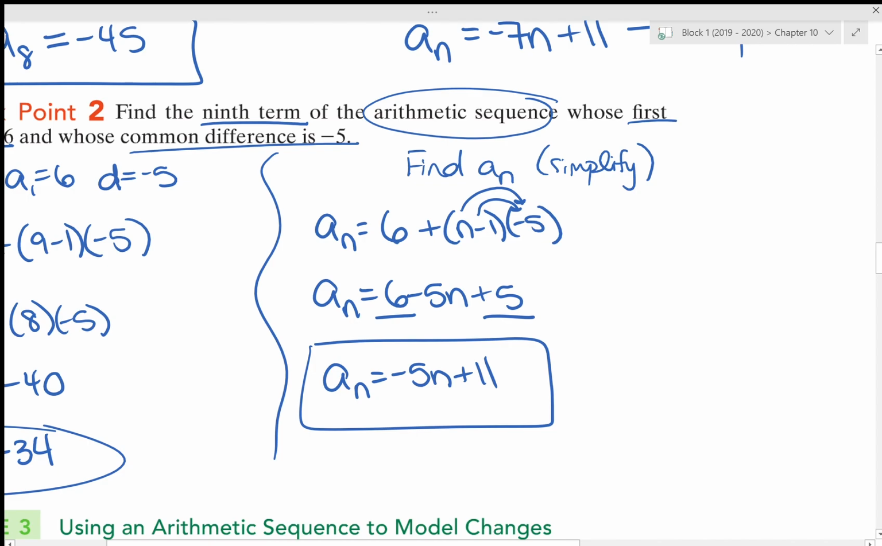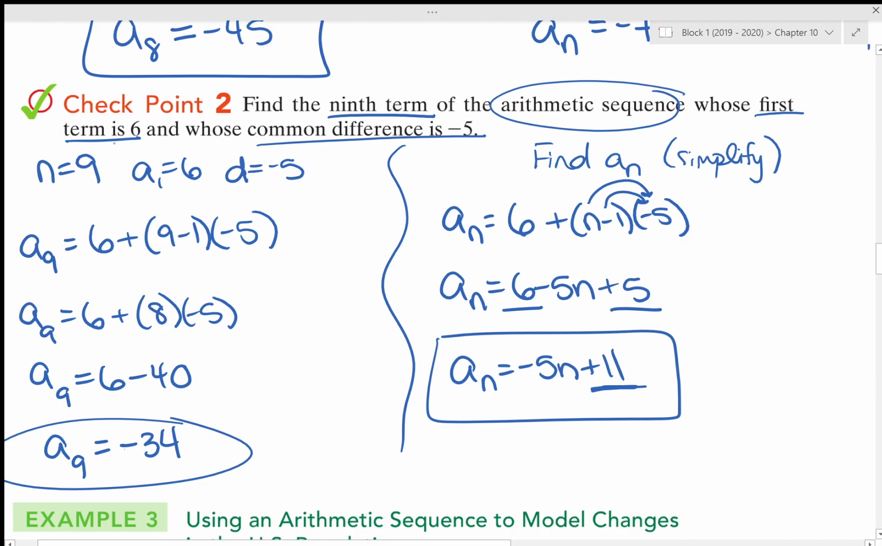Okay? Remember this term here, that 11, it's just because your first term is 6, and if the pattern is to minus 5, what would have came before 6? It would have been 11. So it's like that a of 0, your y-intercept.